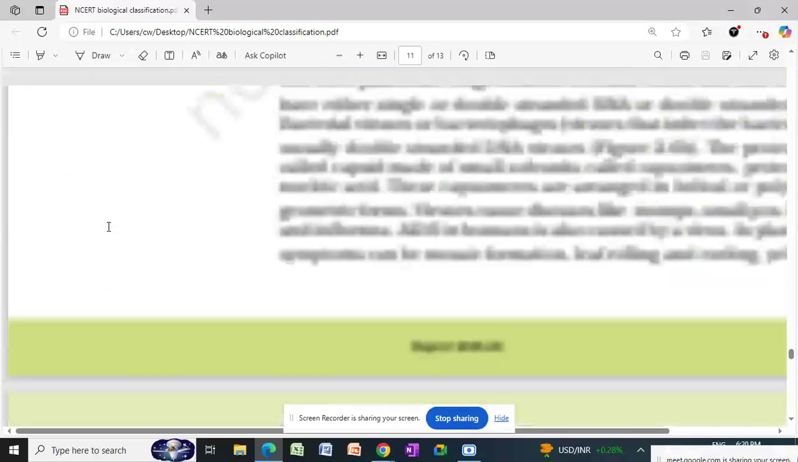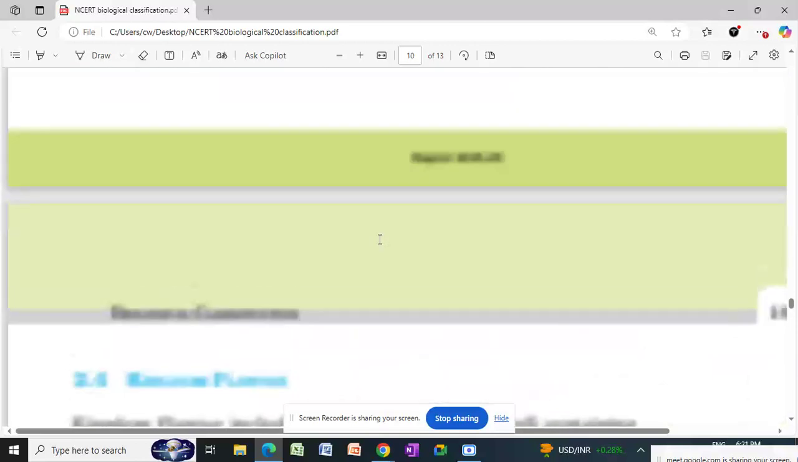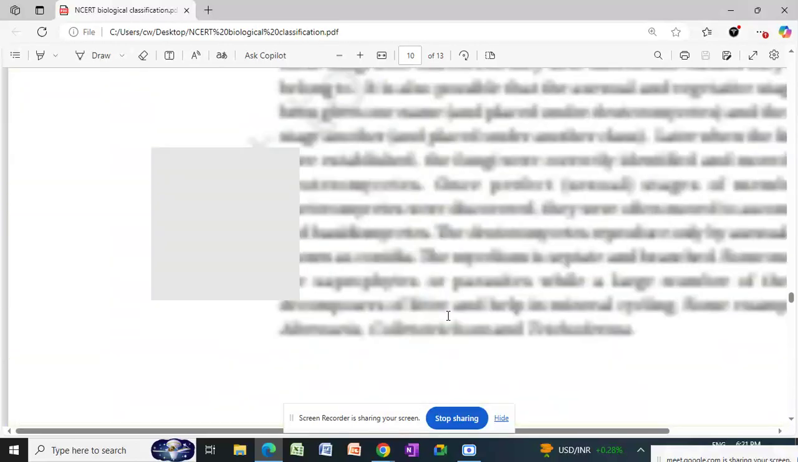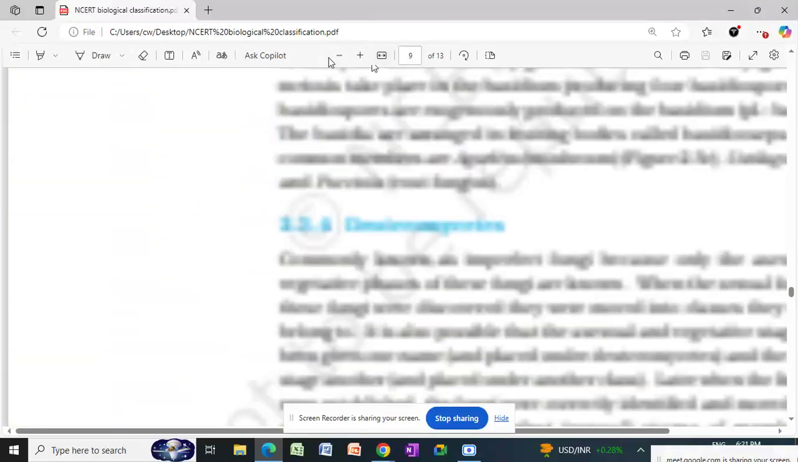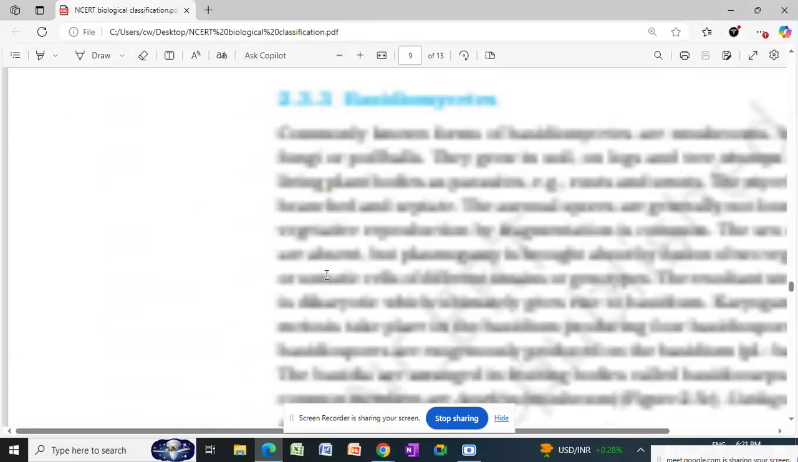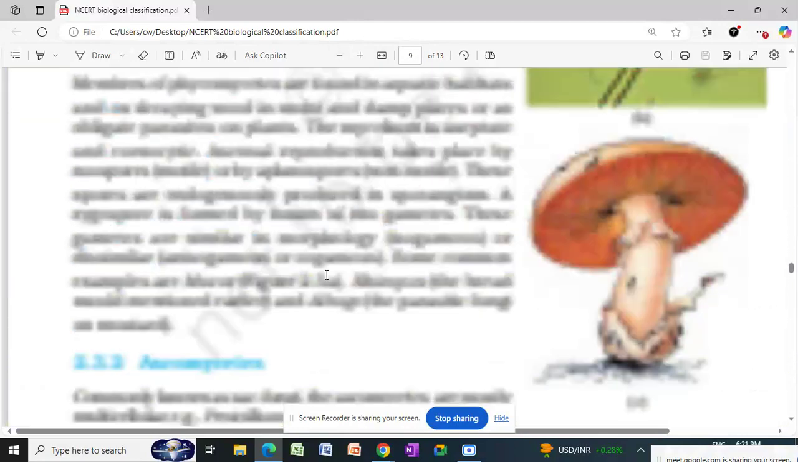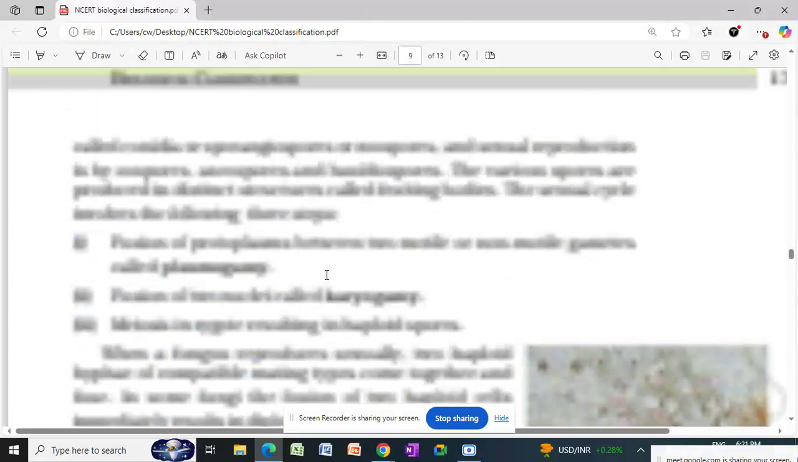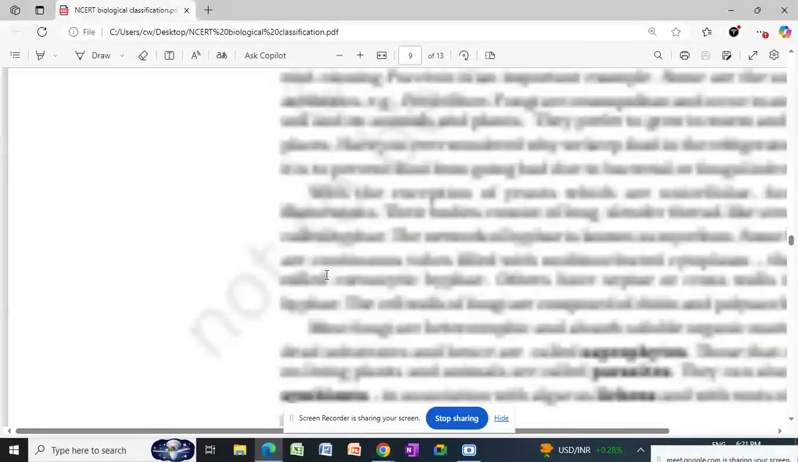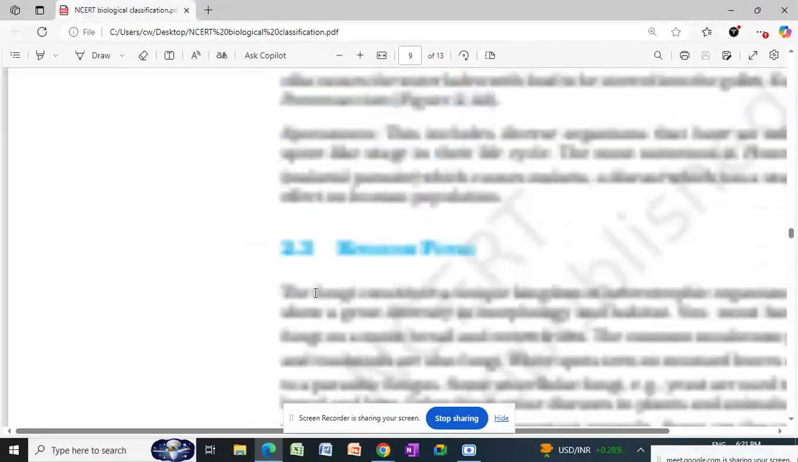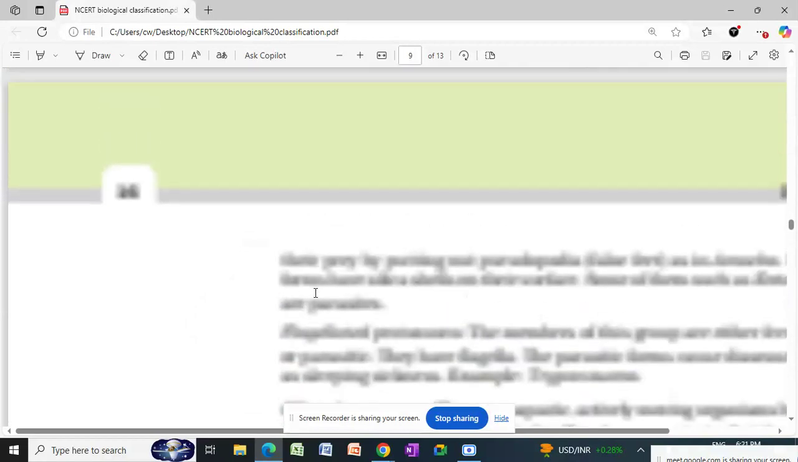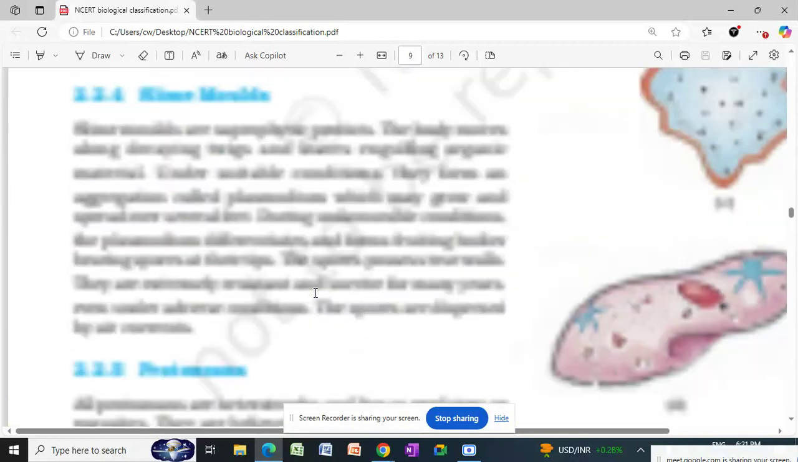So here, in today's class, our topic of discussion is from the NCERT. As we know that our NCERT book is very important, so we will study the points from the NCERT textbook.